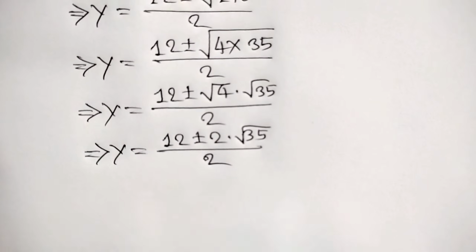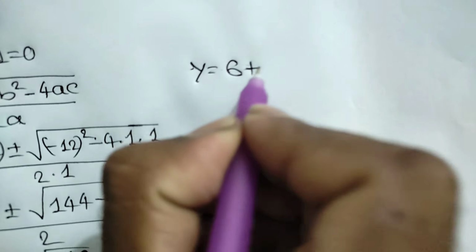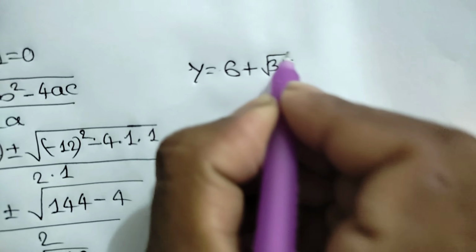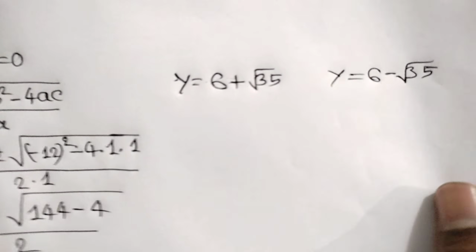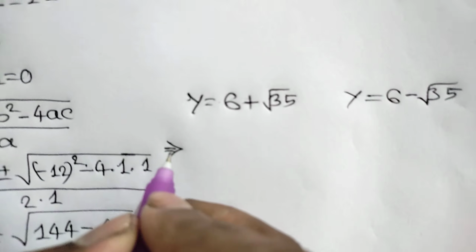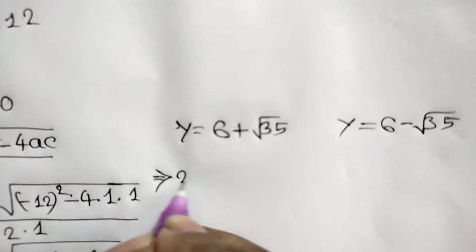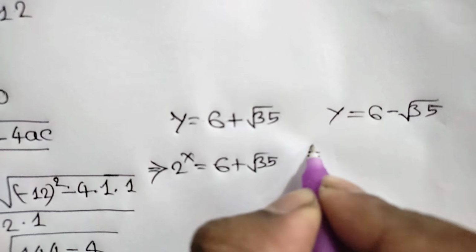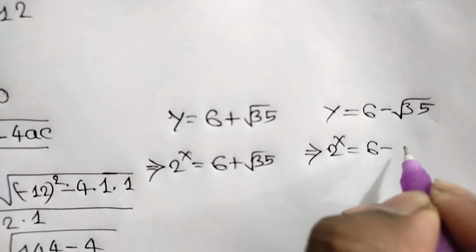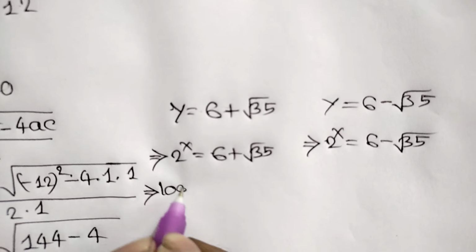So there are two values of y: y is equal to 6 plus square root of 35, and y is equal to 6 minus square root of 35. But remember, we let y be equal to 2 to the power x, so we can write 2 to the power x is equal to 6 plus square root of 35, or 2 to the power x is equal to 6 minus square root of 35.